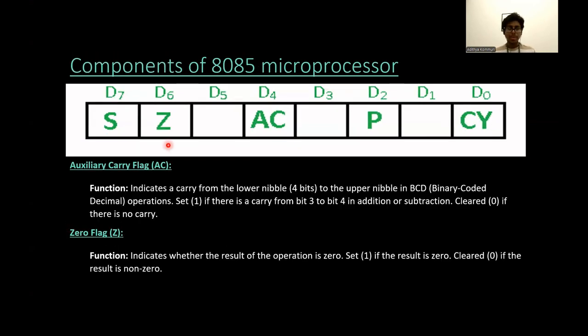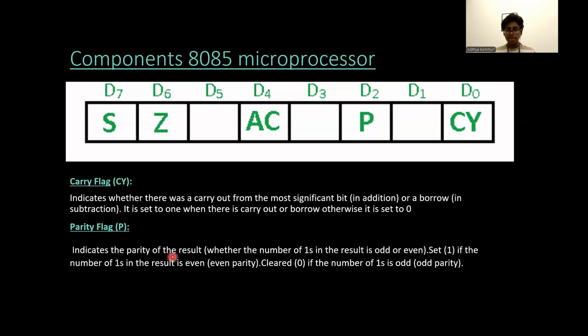Parity flag. As the name indicates, it checks whether the number of ones is odd or even, and sets 1 or 0 accordingly. If the number of ones is even, it will be set as 1. If the number of ones in the result is odd, it will be set as 0.